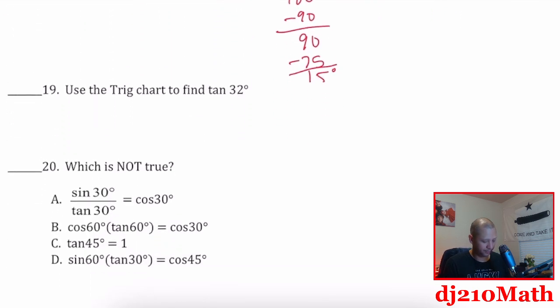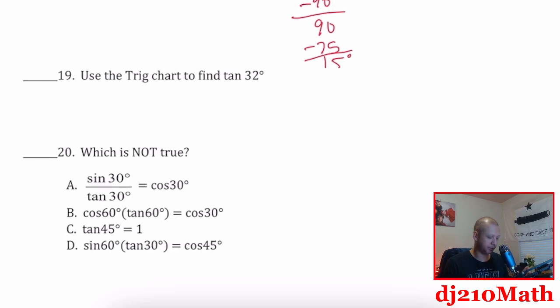All right, 19. Use the trig chart. Okay, there is no trig chart, but we do have a calculator. So if I use tangent of 32, 0.62. We'll round it: 0.625.